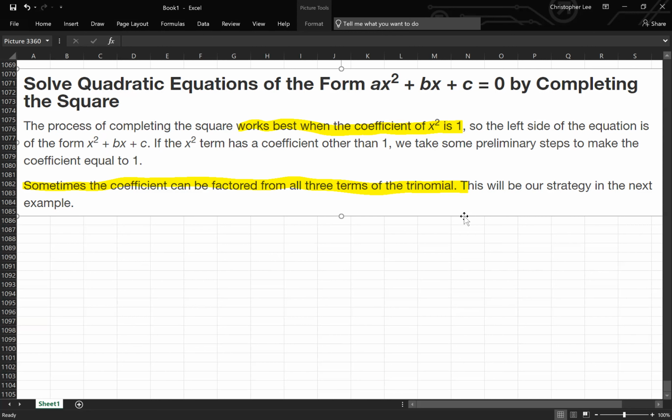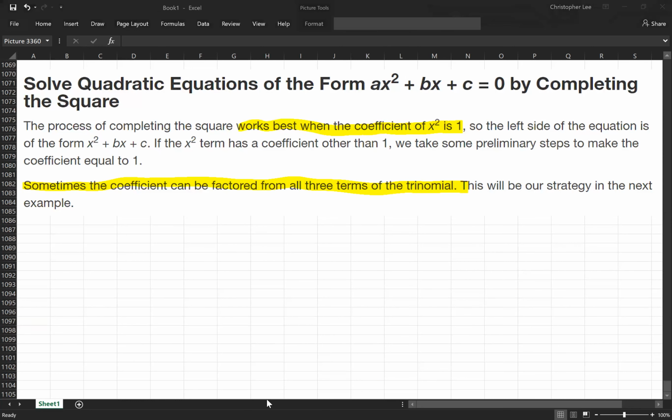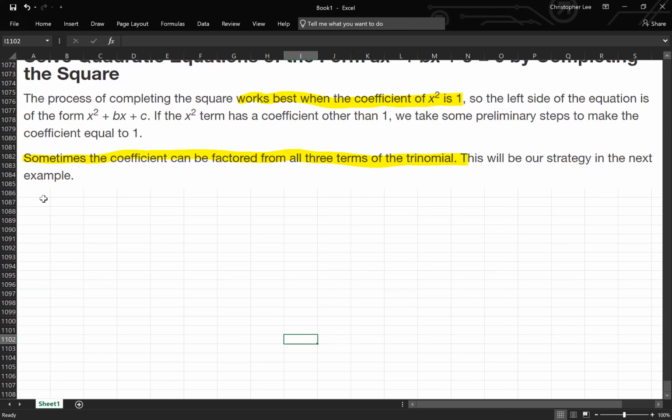If the x squared term has coefficient other than 1, we take some preliminary steps to make the coefficient equal to 1. So if there's going to be a number there that's in front of the x squared, we're going to try and change that into a 1, right? Sometimes the coefficient can be factored from all three terms in the trinomial. This will be our strategy in the next example. So let's take a look real quick. This is like the best case scenario that you were about to see, right?